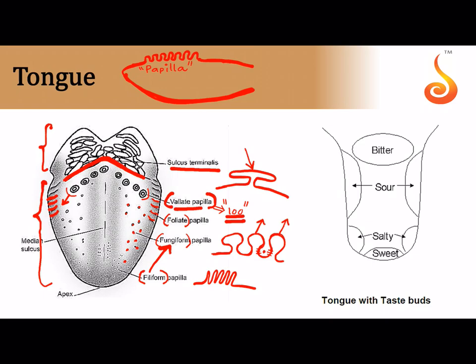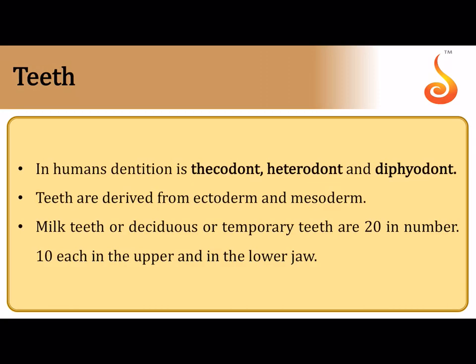Their only function is the sense of touch. Okay, we have teeth in our mouth, and the teeth also help in physical digestion, that is chewing the food. And the mode of arrangement of the teeth in our oral cavity is referred to as the dentition. Human teeth are called thecodont because they are present in sockets of the jaw. They are not directly attached to the bone of your jaw.